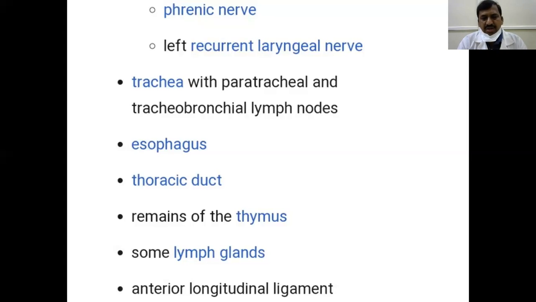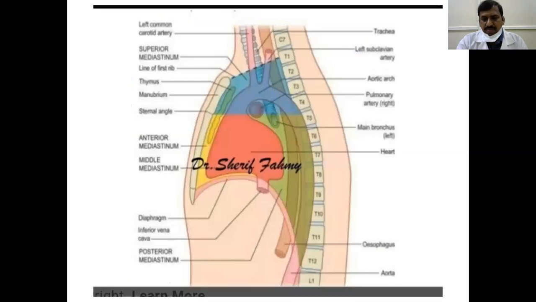Next, the anterior longitudinal ligament. In the posterior mediastinum, just in front of the bodies of the thoracic vertebrae at this level, there is one ligament called the anterior longitudinal ligament. These are all the structures present in the superior mediastinum.